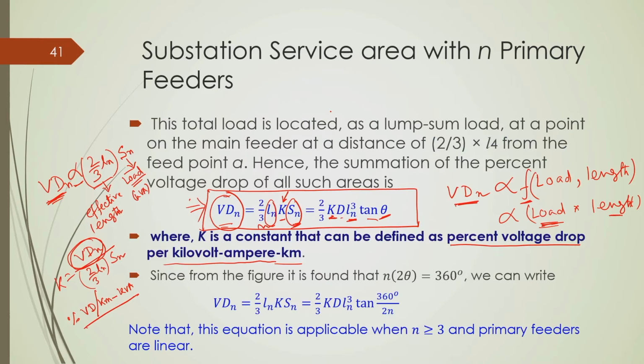So, we will replace theta with 360 degrees by 2n, and we will get a generalized expression for voltage drop up to the end of this main feeder, up to the end of this main feeder.